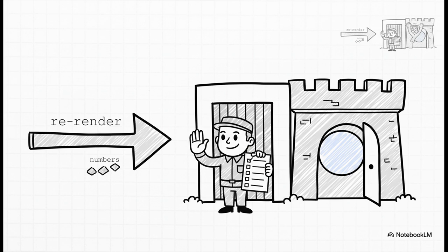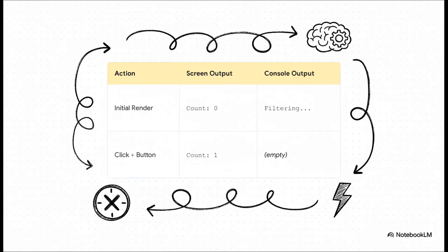Otherwise, just don't bother. And here it is, the aha moment. On that first render, sure, we see filtering in the console. We expect that. But now, watch this. When we click the button, the count on the screen goes up to 1, and the console, it's completely silent. Nothing. Why? Because useMemo was smart enough to know the numbers array didn't change, so it just handed back the result it had already saved. That, right there, is performance optimization in action.